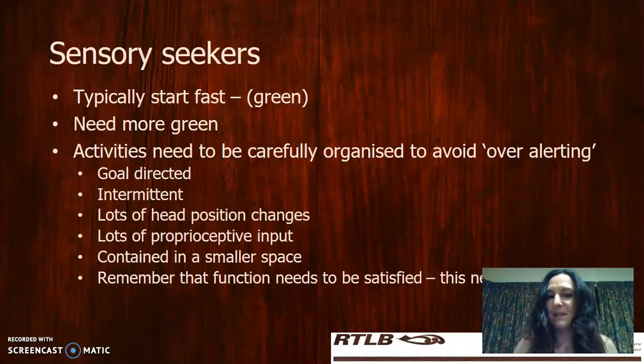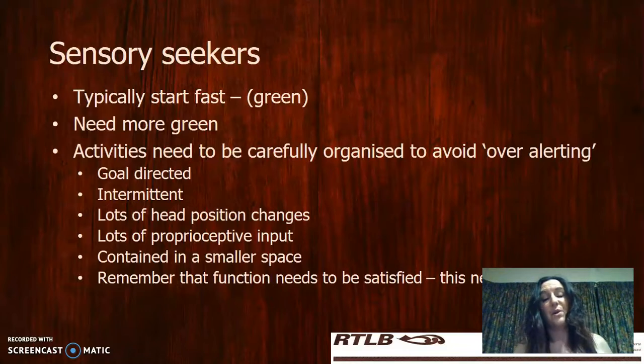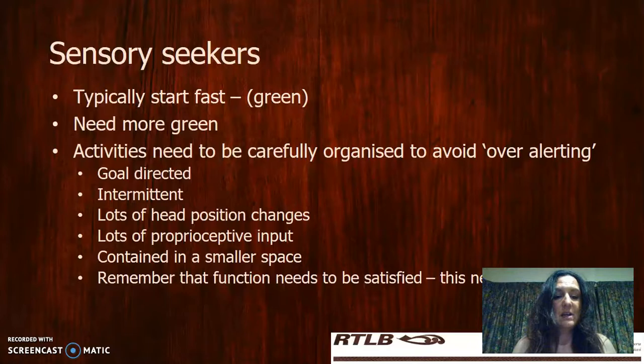But this is where it gets quite tricky, because these guys, the sensory diet needs to be really carefully organised and managed so that they're not over alerted. So it needs to be goal-directed, intermittent, lots of head position changes. Research shows us that head position changes, bang for buck, will give the sensors a lot more feedback than other types of activities.